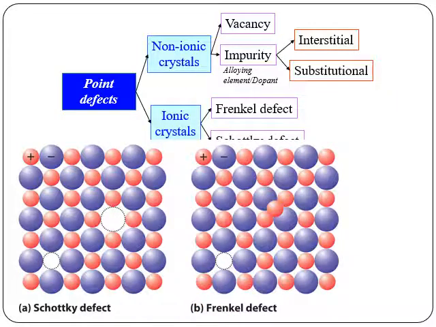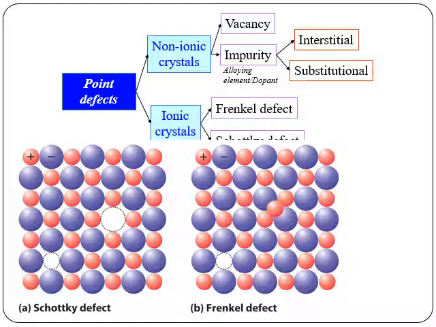One is a vacancy, and one is an impurity. In the impurity, we have an interstitial and a substitutional. Interstitial means the space between the atoms is occupied by a foreign atom. Substitutional means a foreign atom replaces the parent atom. And in the ionic crystal, we have Frenkel and Schottky.